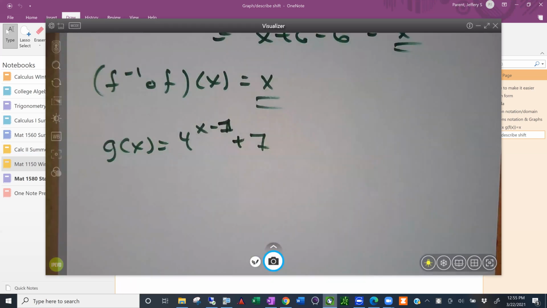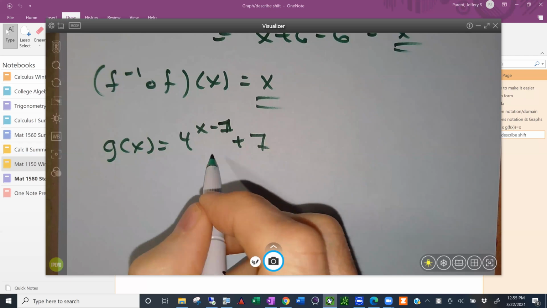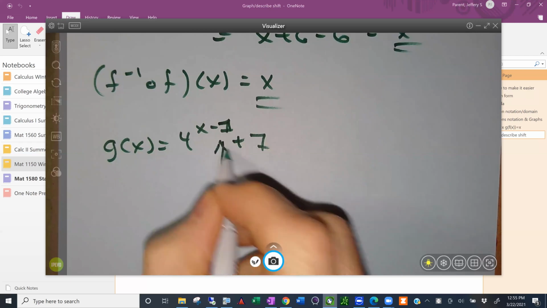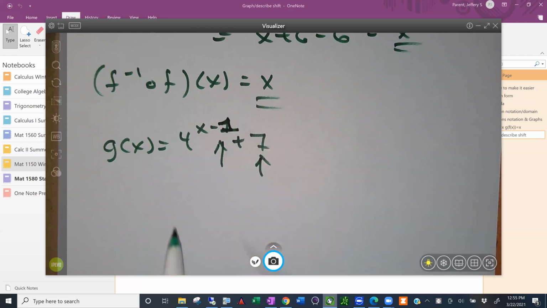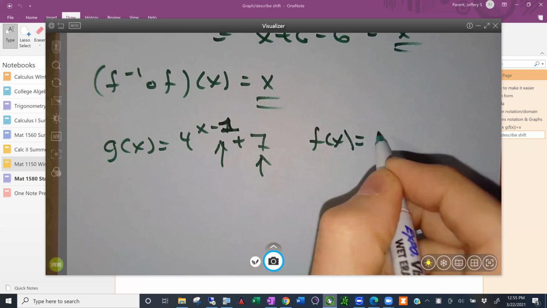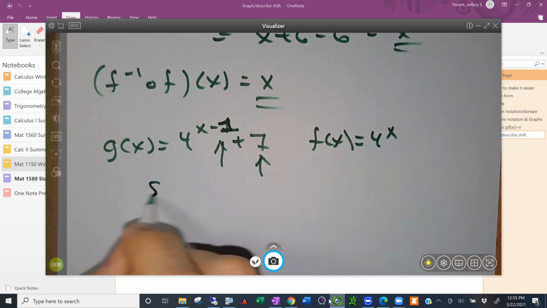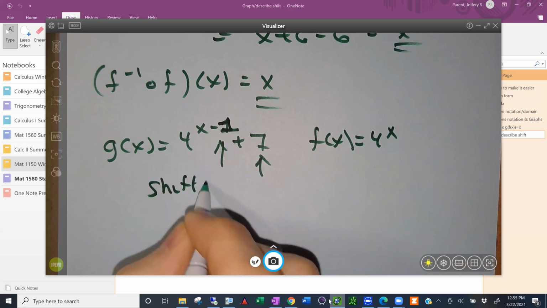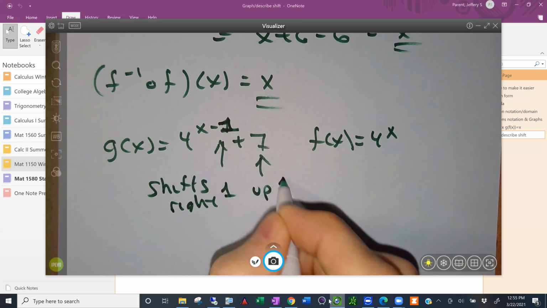I'm not sure if I'll be able to figure it out in time for the exam, but if I can, heads up for it. What I might do is ask you to describe the shift. And maybe I'll give you a bunch of options. What does the x minus 1 here in the exponent do? How does that shift the graph compared to, say, f of x equals 4 to the x? Goes right 1 and up 7. Yeah, right 1 and up 7. Beautiful.